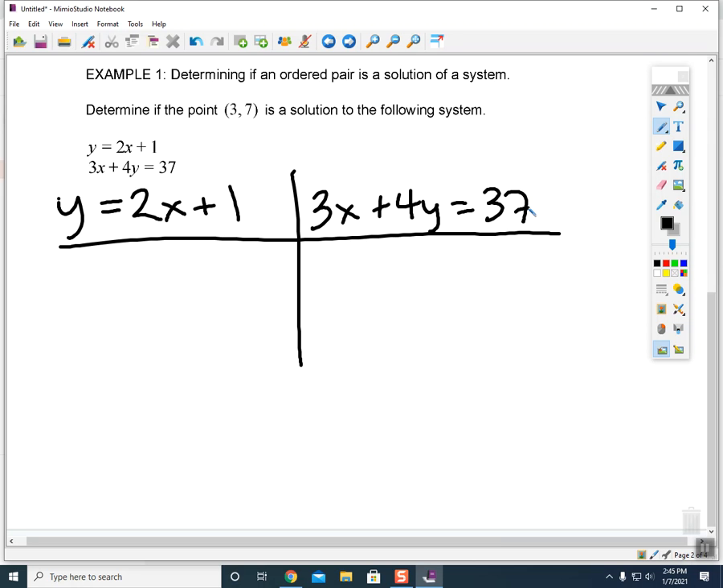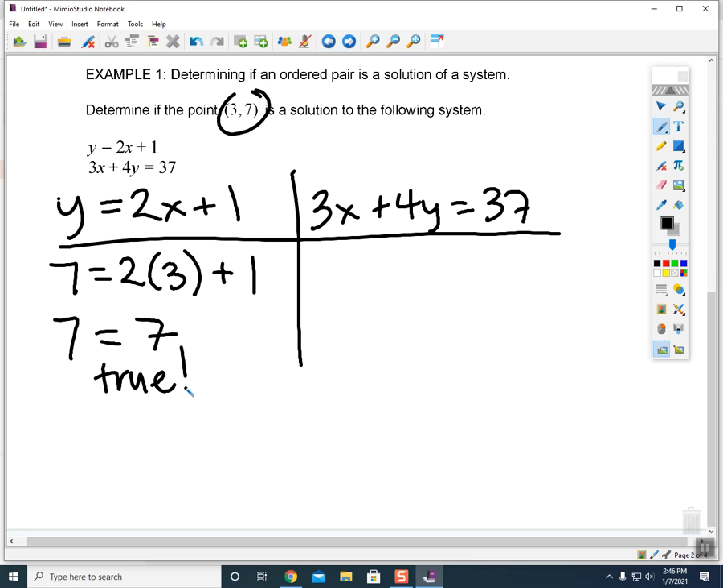So in order to figure out if this is a solution, I need to plug (3, 7) into my equations and see if it makes them both true. So I'll have 7 equals 2 times 3 plus 1. 2 times 3 is 6, plus 1 is 7. Yep, this is true. That one works. I'll do the same thing over here. Let's do it this way.